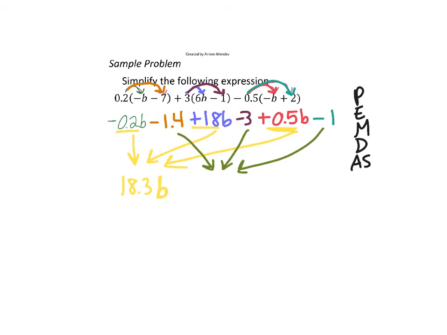And you can see that easily. Here we have 0.5 minus 0.2, which is 0.3. And then 0.3 plus 18 is 18.3. Right, so we have 18.3b, that's our b term. And now the numbers, we have negative 1.4 minus 3 minus 1. So these are all negatives. It's going to give us a negative number.